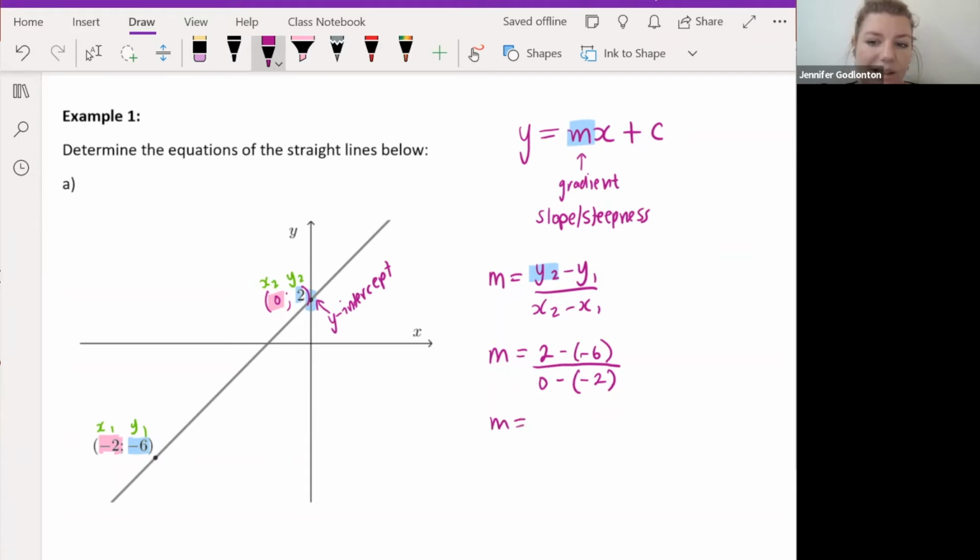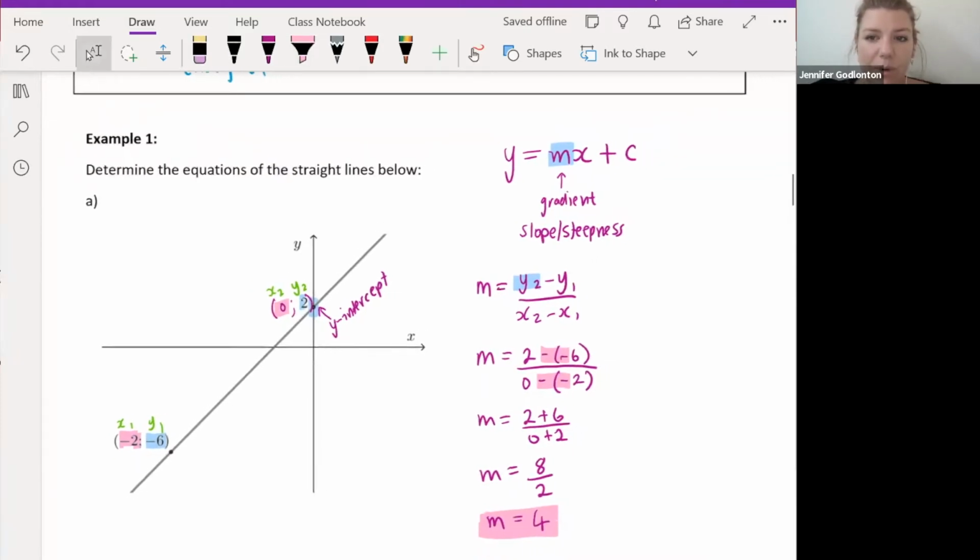Let's now sort out these negatives. When we have 2 negatives together like that, they become a positive. So that becomes 2 plus 6 over 0 plus 2. 2 plus 6 gives me 8. 0 plus 2 gives me 2. And 8 divided by 2 gives me 4. That's telling me what my gradient is.